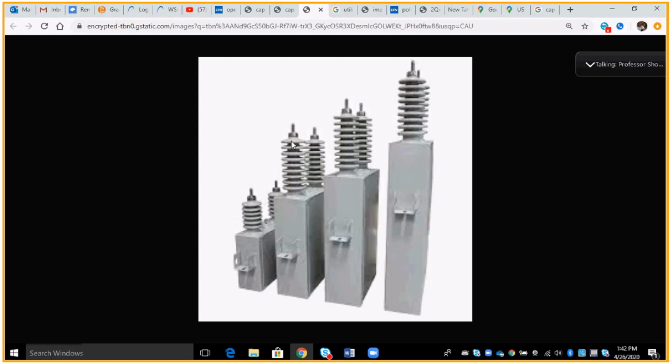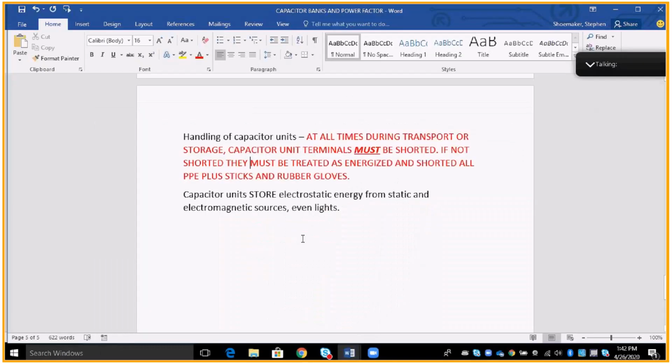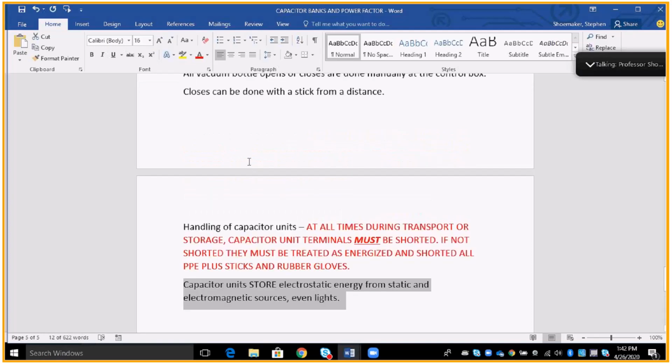So you're going to have your hard hat, your rubber gloves, your boots, your fire retardant clothing, your safety glasses. Everything that you need as if this was an energized situation, and take the jumper and put it on both terminals with a shotgun stick. The capacitor units store electrostatic energy from static and electromagnetic sources, even lights. That's the reason you need to make sure they're shorted, and if they're not shorted, treat them as if they're energized until they are shorted.